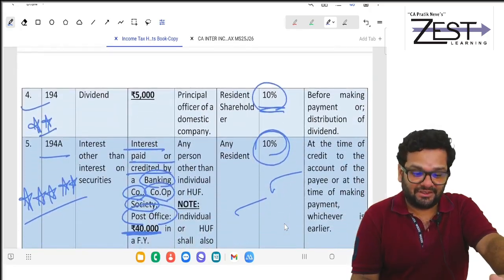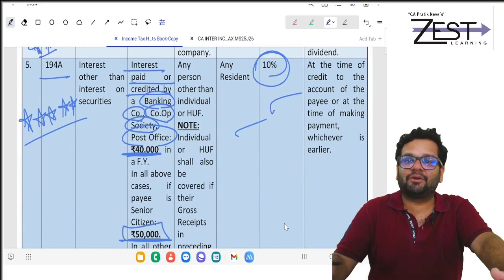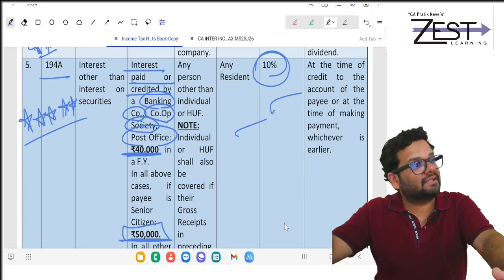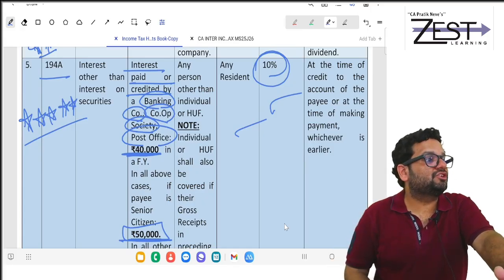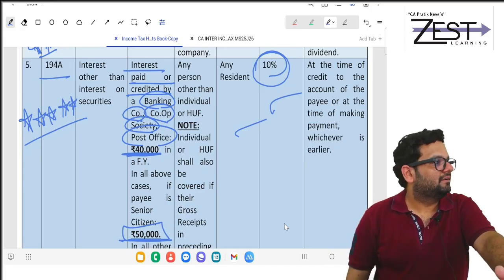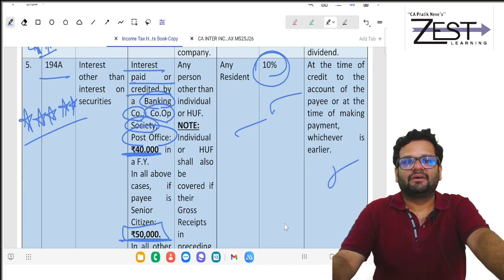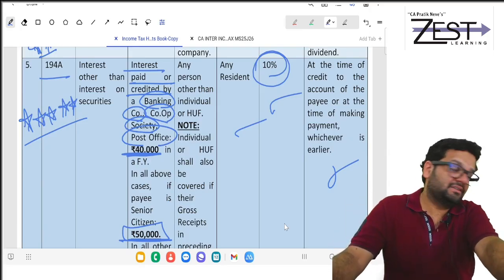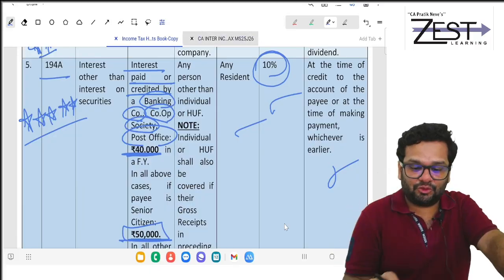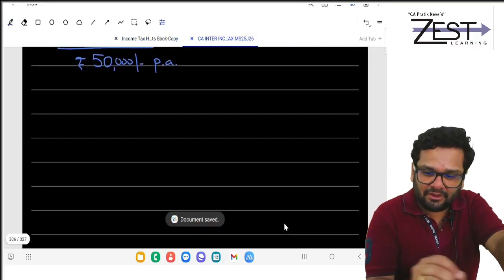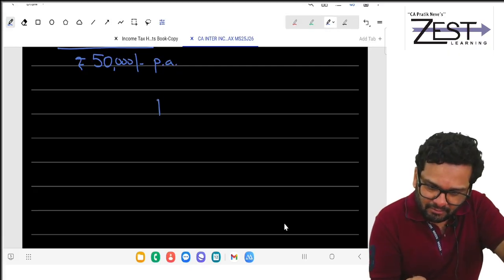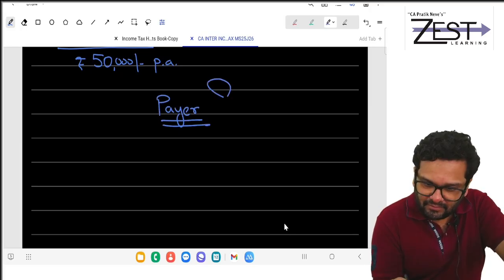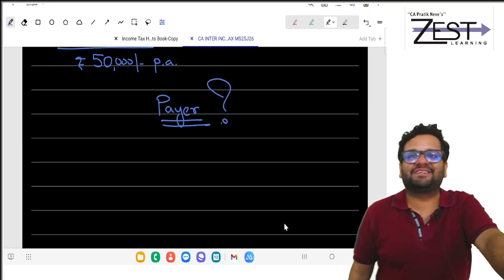In some cases, and 194A is the best example of that. And read the last column also, when the TDS should be done. Now you know this clause, at the time of credit or at the time of making payment, whichever is earlier. Now I should discuss with you one clause, that is who is the payer.